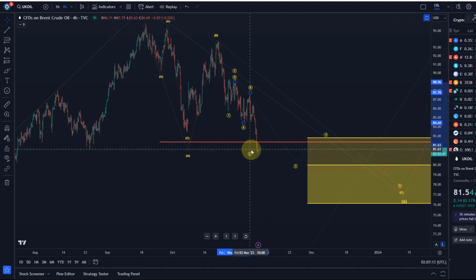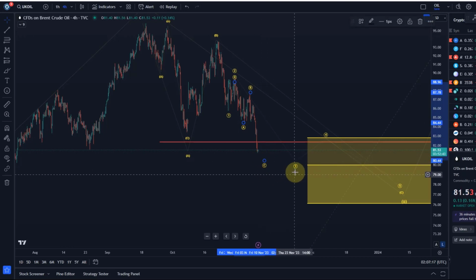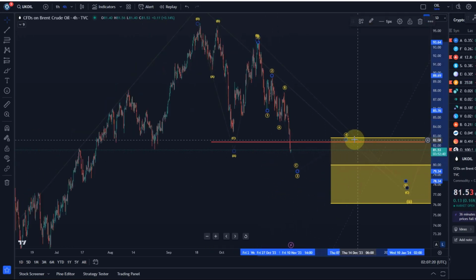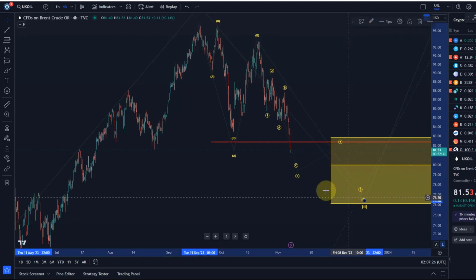But it also seems as if the wave C is only so far a 3-wave move, and it should be a 5-wave move. So it needs maybe a few more squiggles to the downside. Then we should get a wave 4 bounce and a wave 5 down. And we can also look at targets.